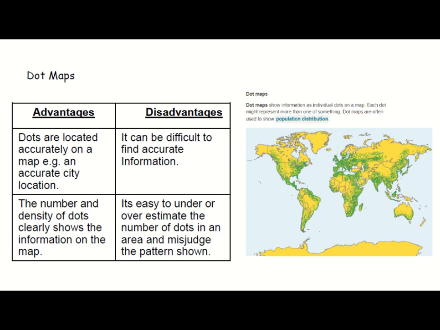Dot maps. It doesn't, again, look like much of a dot map. That's because there's so many dots on it. But dot maps come with information about what they are and what they show.